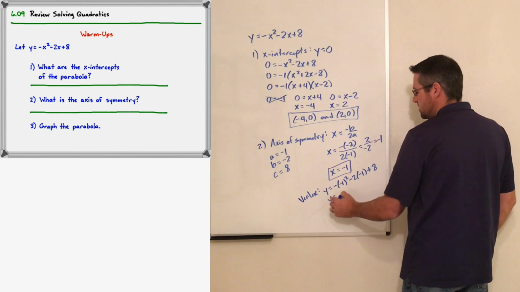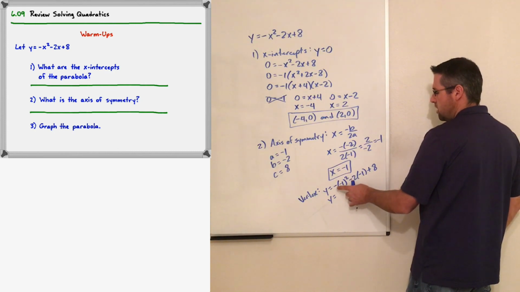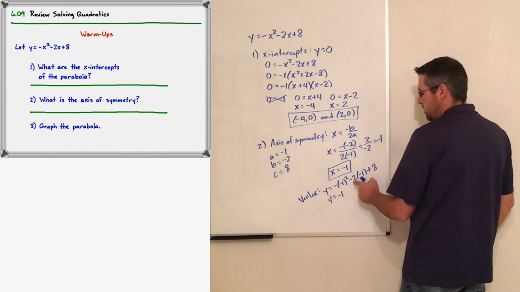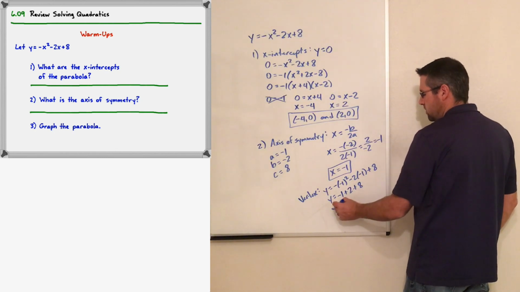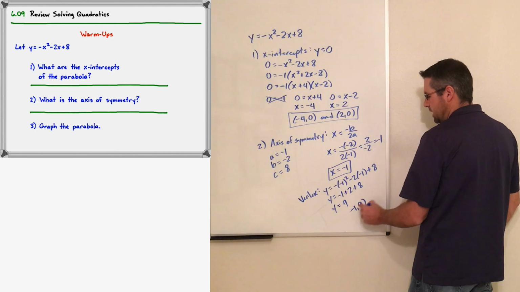And then from there, we just simplify. So remember, we don't multiply first. We do exponents first. So negative 1 squared is 1 times a negative 1 is negative 1. Negative 2 times negative 1 is positive 2. And then plus 8. And that simplifies to 9. So our vertex is actually negative 1, 9.